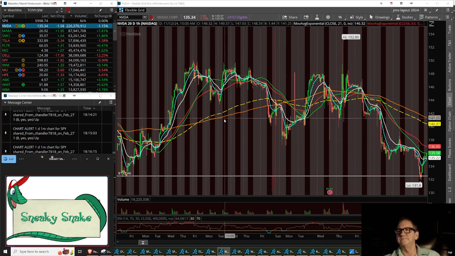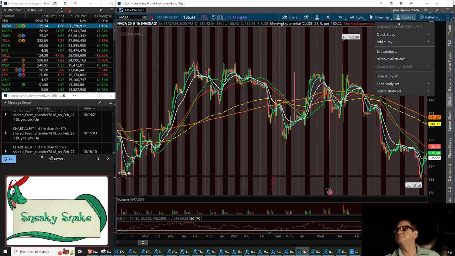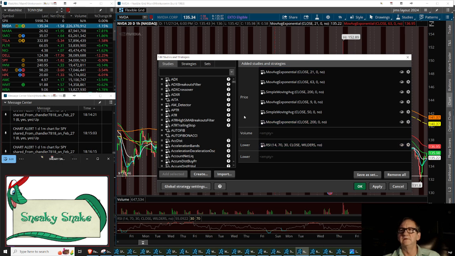So on this here, I have my moving averages. You can jot these down or copy and paste it. These are all my moving averages that I'm using right now, and they're very good. I have the EMAs and the SMAs on the same chart. I have the EMA of the 9, the 21, the 63, and the 200. And on the SMAs, I have the 50 and the 200.